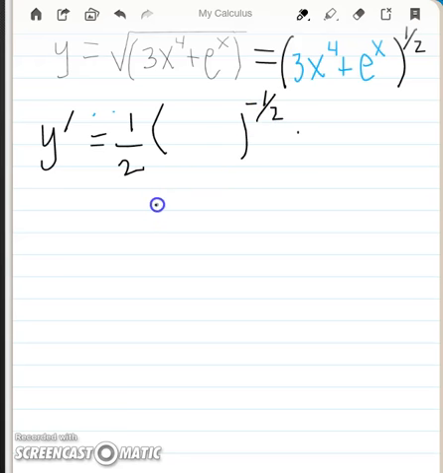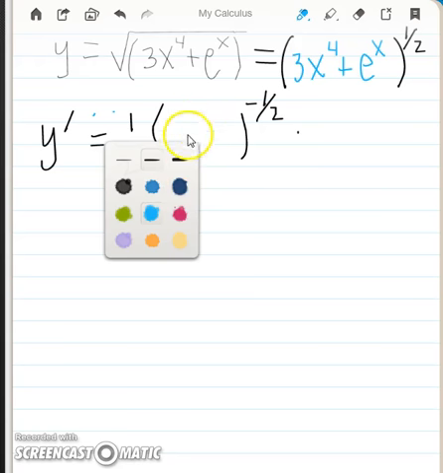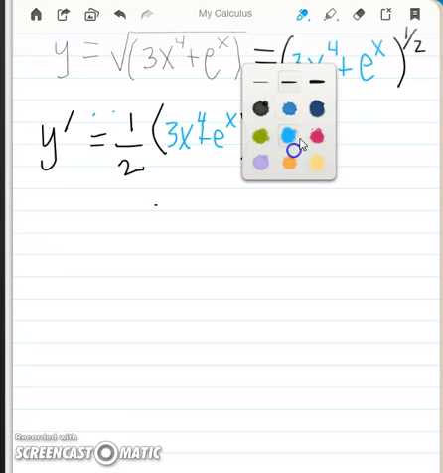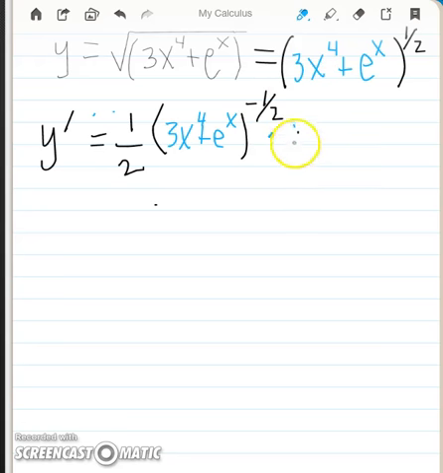And then we're going to keep the inside the same. So I'll say 3x to the 4th plus e to the x. And now we're going to take the derivative of that inner function, bringing the 4 down: 12x to the 3rd plus e to the x. The derivative of e to the x stays e to the x, so that's a pretty nice one.